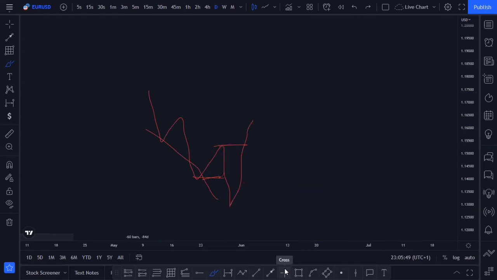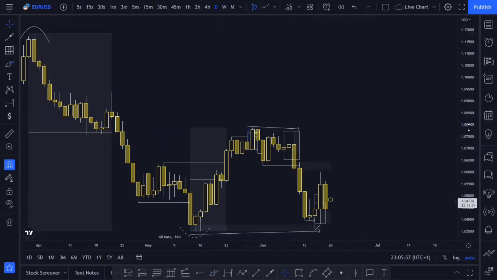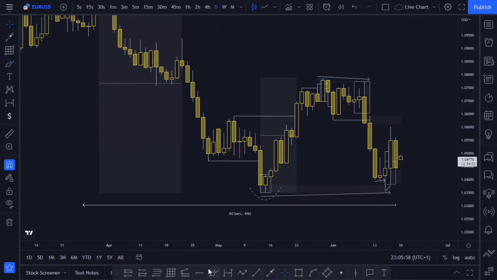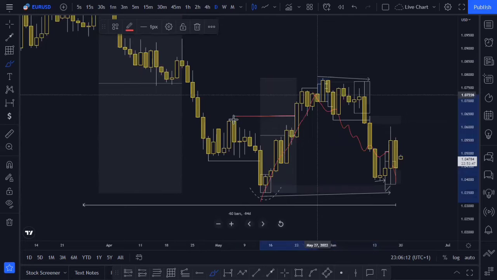Looking at Euro USD, we had the break of structure here, and then now we are in that kind of pullback phase. Now we have a break in bearish structure here. That does not mean that we are entirely bullish.